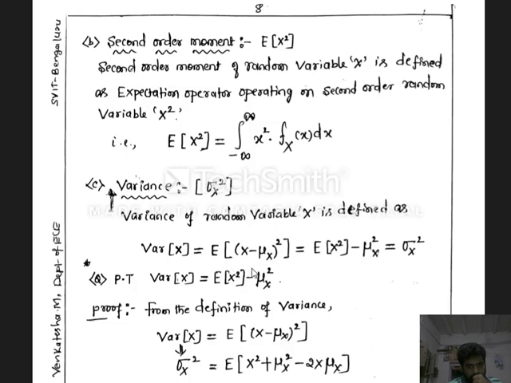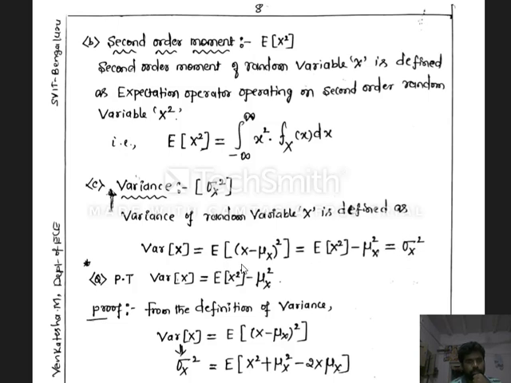And in the later section we will prove that the variance of x is always equal to the second order moment of the random variable minus the mean square value of the random variable, that is E of x square minus mu x square is always equal to the variance of the random variable x, that is sigma x square.